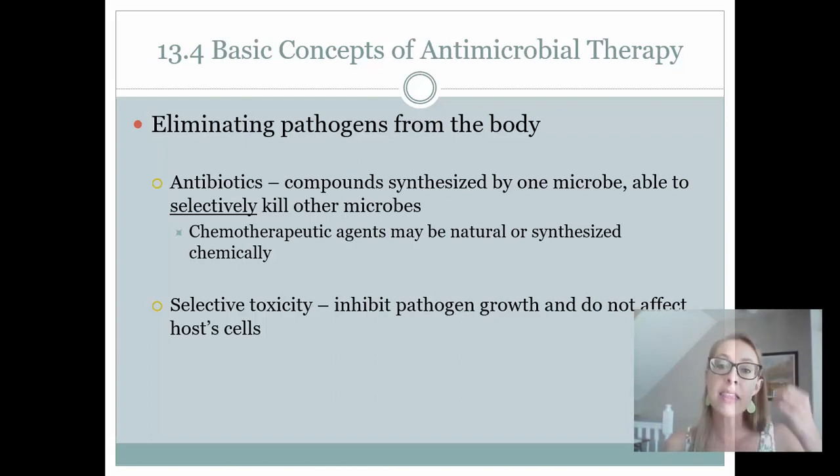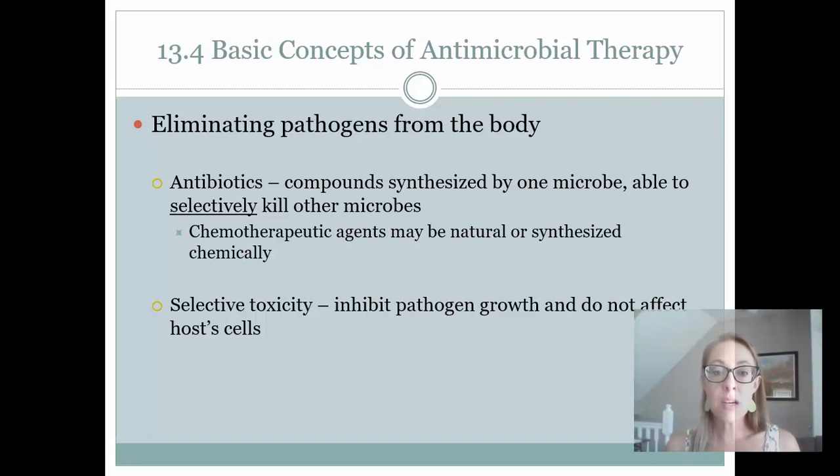But we can take these antibiotic compounds once we've identified what they are, and sometimes we can synthesize them within a lab. So when we start looking at these compounds that are going to be used to target pathogens within the body, one of the most critical ideas that we have to develop and consider is the idea of selective toxicity. Selective toxicity refers to inhibiting pathogen growth. Most commonly, it's going to be a bacterial species, but we do not want to harm the host cells.